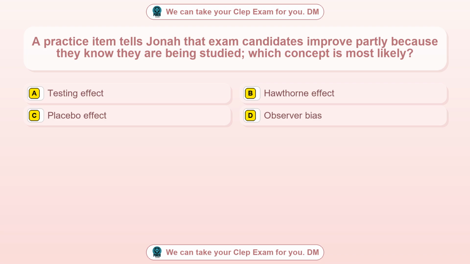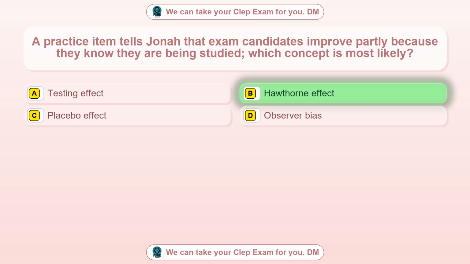Question 96. A practice item tells Jonah that exam candidates improve partly because they know they are being studied. Which concept is most likely? Option A, testing effect. Option B, Hawthorne effect. Option C, placebo effect. Option D, observer bias. The correct answer is option B.